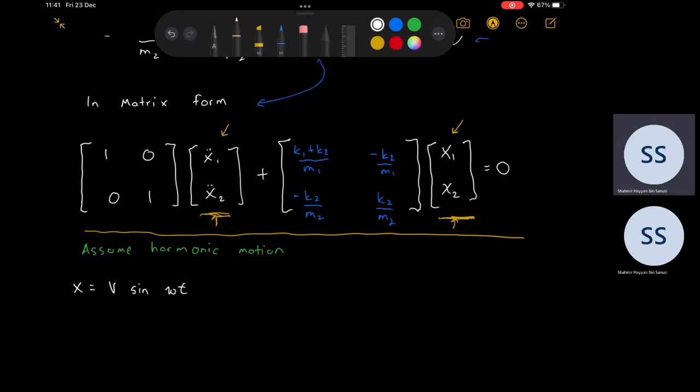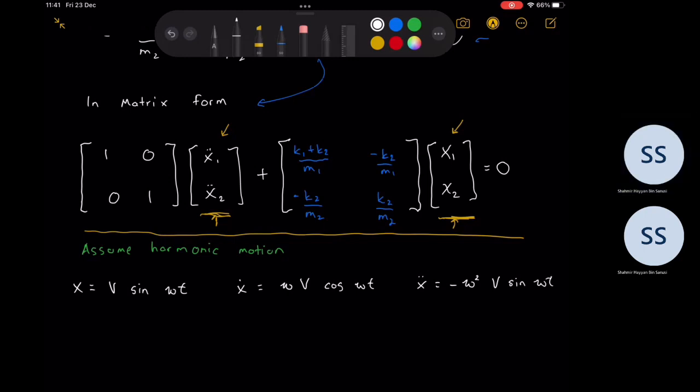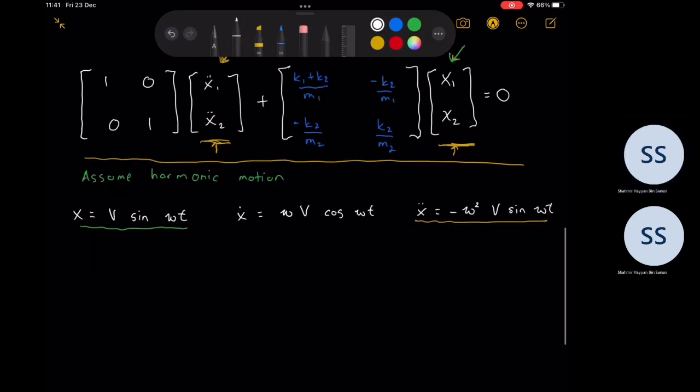So x equals v sine omega t. If you differentiate one time, it's going to be omega v cos omega t. And if you differentiate another time, it becomes negative omega squared v sine omega t. So now we're going to replace this into this, and this term into this. So the matrix is going to be [1, 0; 0, 1].